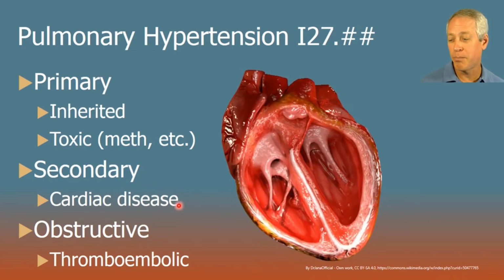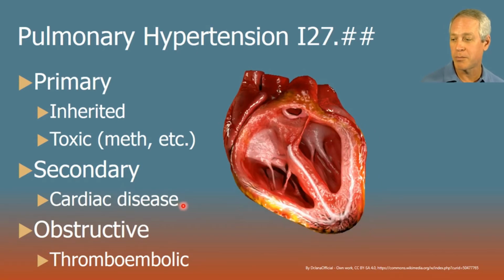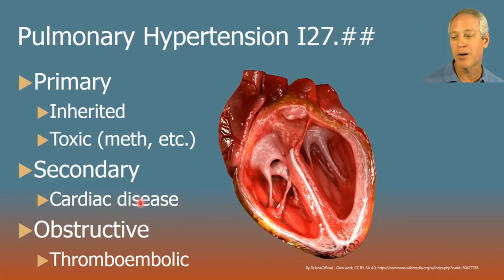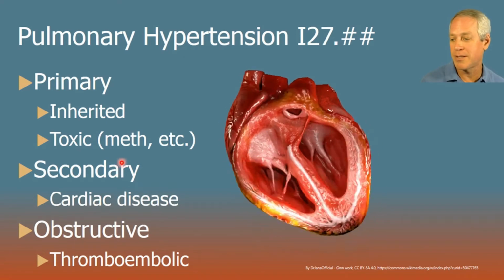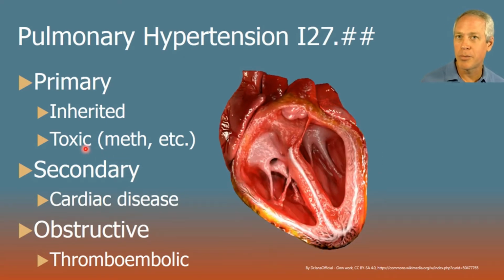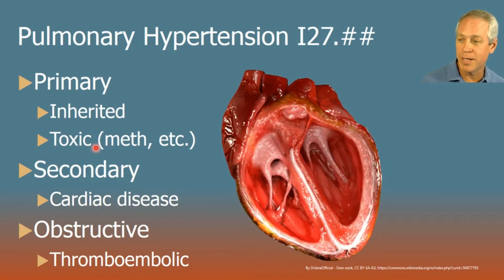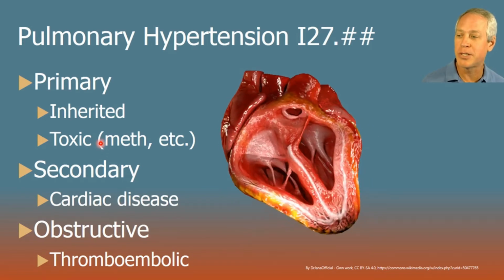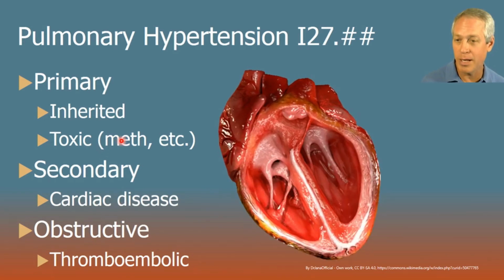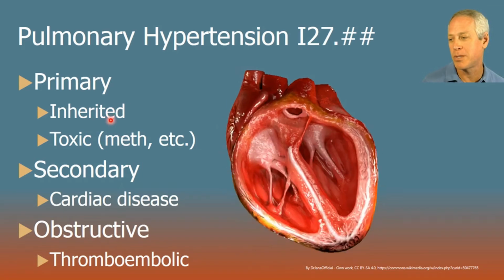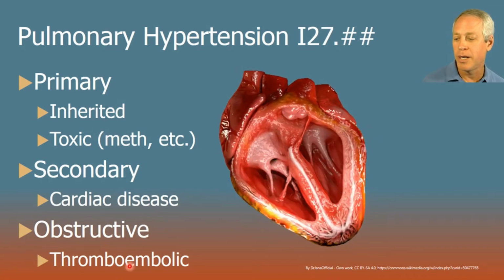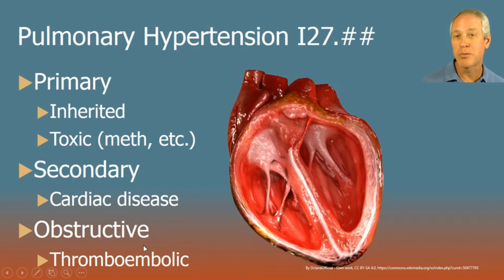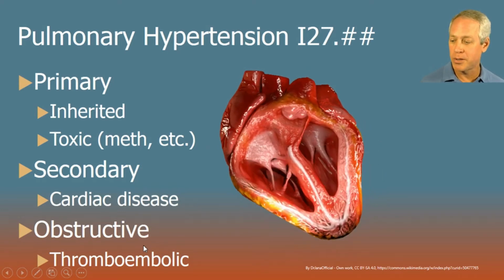So there's nothing really fundamentally wrong with the pulmonary arteries themselves. It's a sort of knock-on effect of cardiac disease. That's the secondary. Now, toxic pulmonary hypertension is in effect secondary to an agent, but it's due to actual effect right in the pulmonary arteries, which is why it's classified as primary. And then there's obstructive, where there's some stuff in the pulmonary arteries.